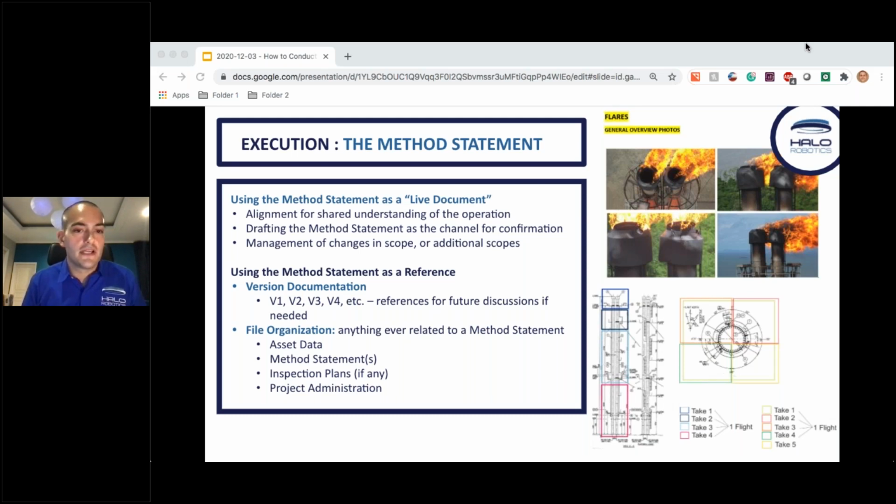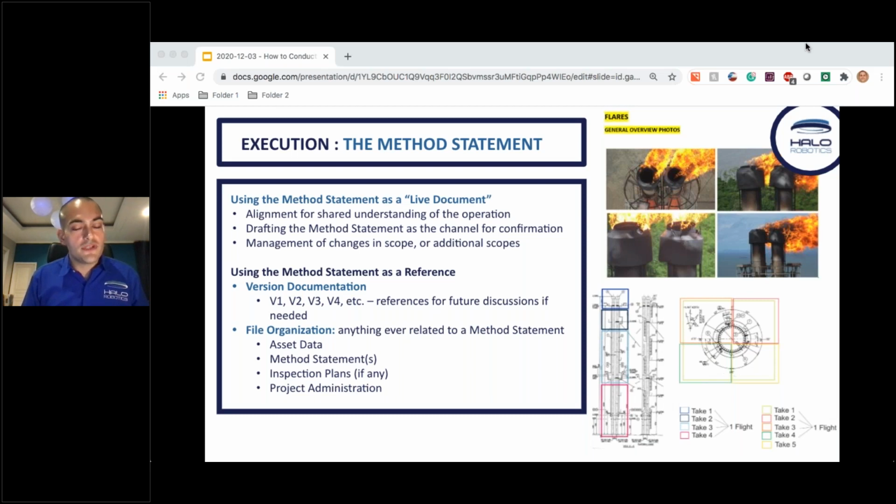The other key thing is using it as a reference. So version documentation, so that if there is a dispute or some problem later, you can go back to previous versions of the method statement and say, okay, we talked about that, and then the change was this, and then the change was this. You can record back to different points of the conversation about a project so that you have a reference. And if you did something very successful in an operation, you also have a reference to what you did at that time, what the best practice was. So it's important to use version documentation as well.